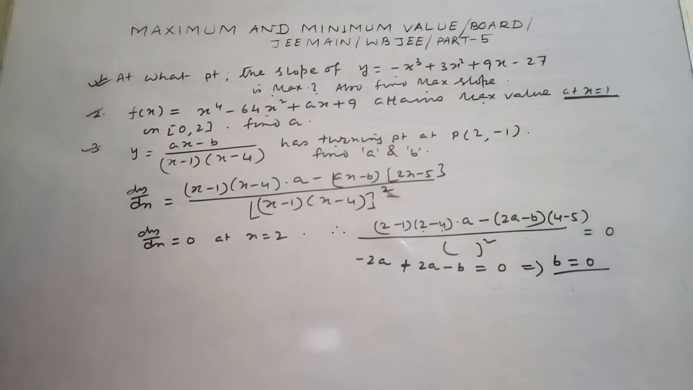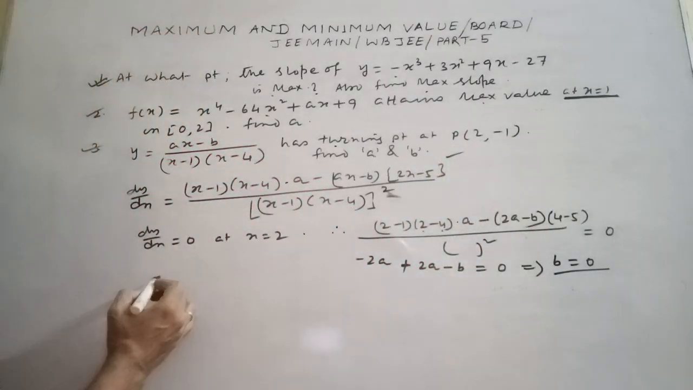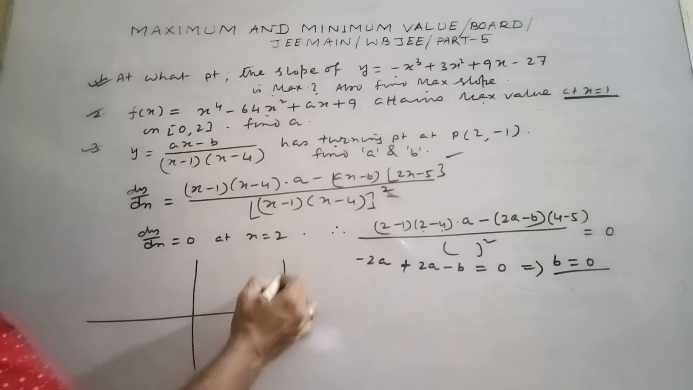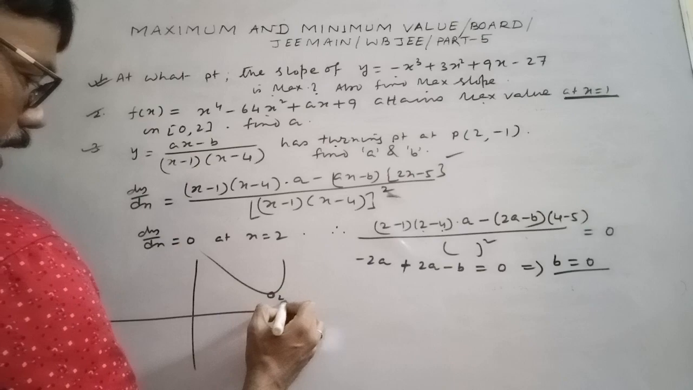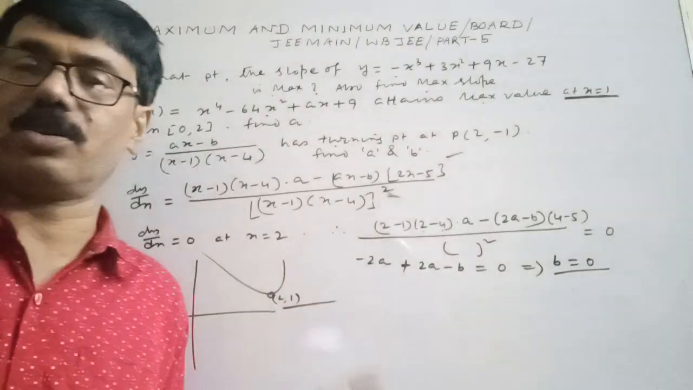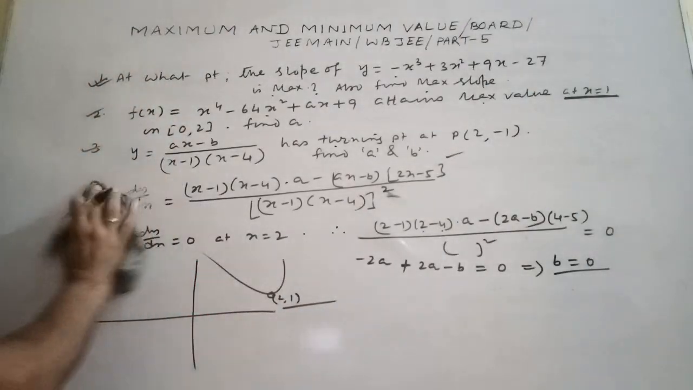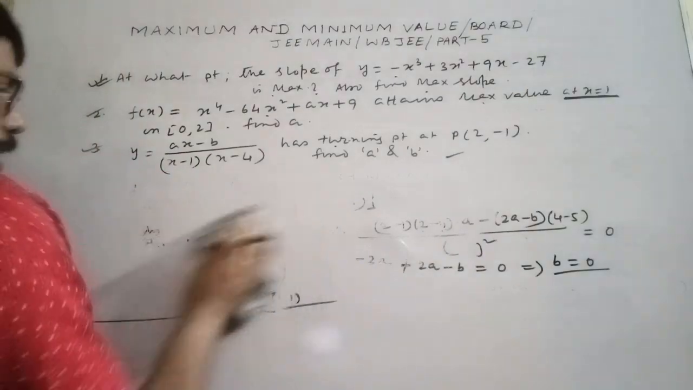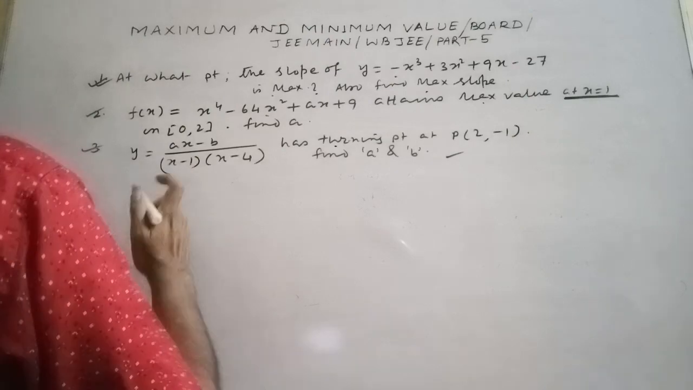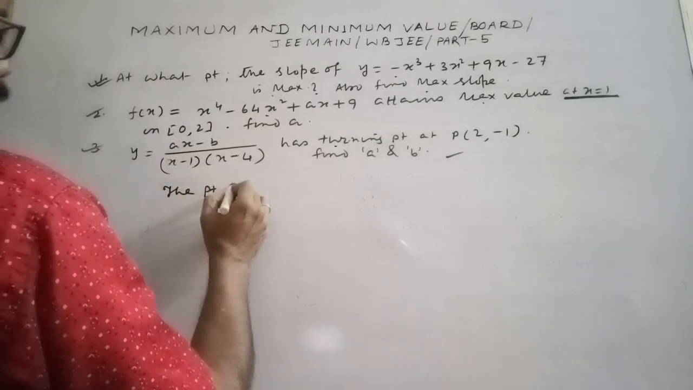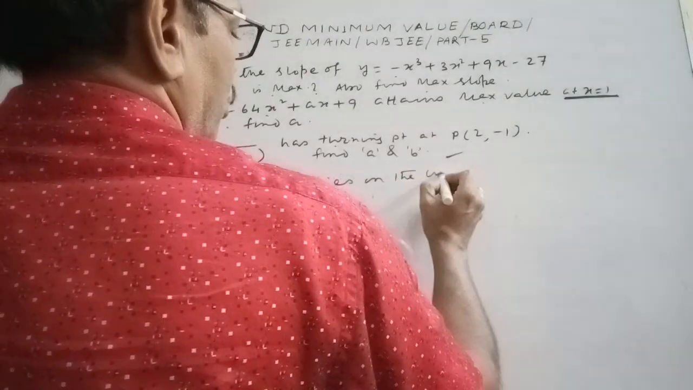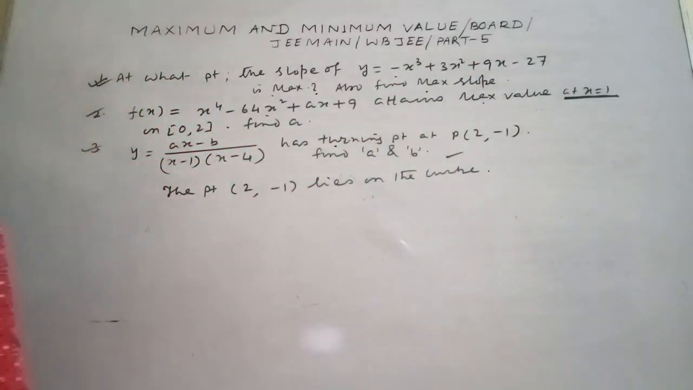Now you have to find a also. So look, you need one more condition. The curve has a turning point at 2, minus 1. So the point 2, minus 1 lies on the curve, because it has a turning point at this.